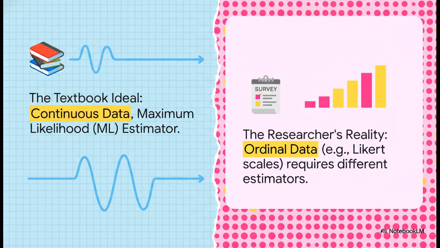This slide just perfectly captures the heart of the problem. Our textbooks and our software's default settings, they're often built for this ideal world of continuous data, using a method called maximum likelihood. But our reality as researchers is almost always ordinal data from surveys. Those classic 5-point strongly disagree to strongly agree scales. That kind of data is different, and as we're about to see, it really demands a different kind of analysis.